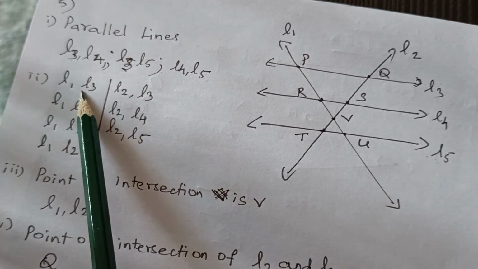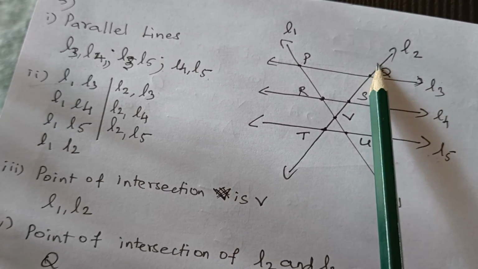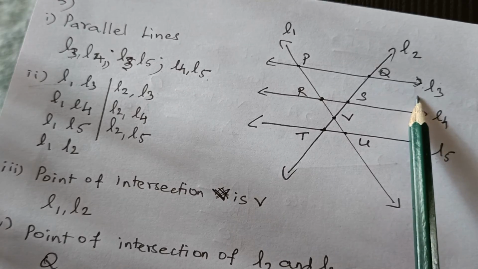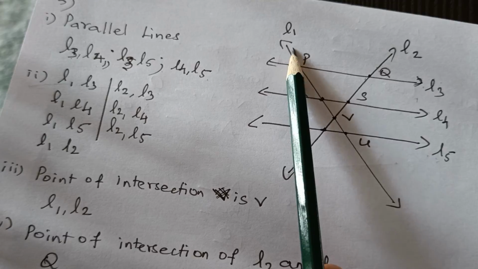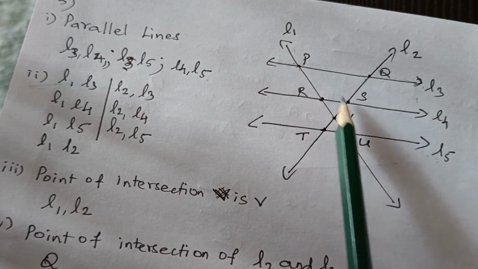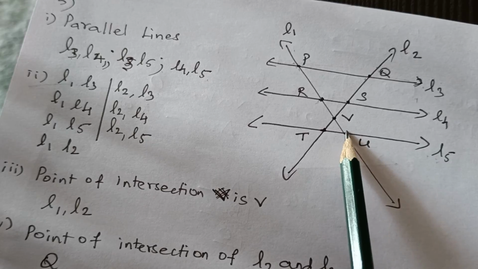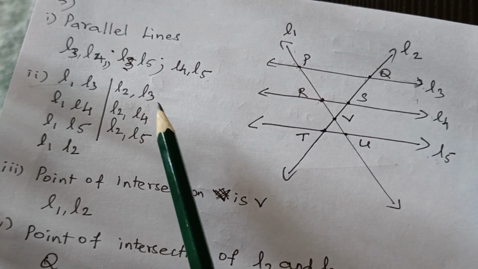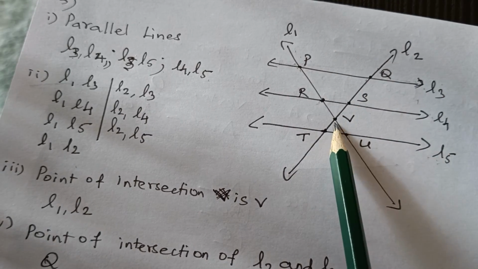Next we have intersecting lines. Second one is intersecting. Which are intersecting? See, L2 and L3 are meeting here. So L2 and L3 are intersecting lines. Then L1 and L3 are also intersecting. L1 and L3 are meeting here. L1 with L4 is meeting here. L1 with L5 is also meeting here. So L1 and L3, L1 and L4, L1 and L5, all these with L1. Then L1 and L2 are meeting here.